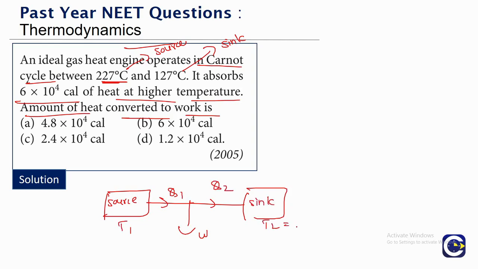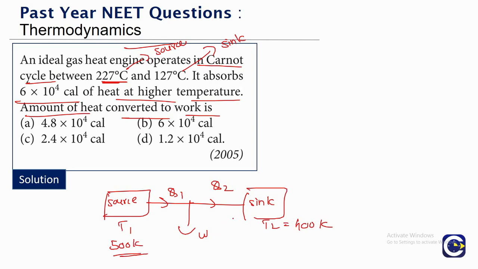So here if you observe, these temperatures are, T2, the sink temperature, is 127 degrees Celsius. In terms of Kelvin scale it is 400 Kelvin. T1, the source at 227 degrees Celsius, will be 500 Kelvin. So in terms of Kelvin scale, the source temperature is 500 Kelvin and the sink temperature is 400 Kelvin.